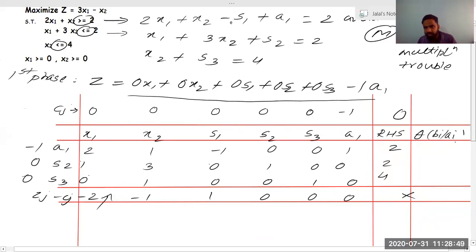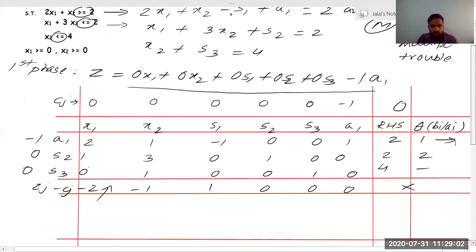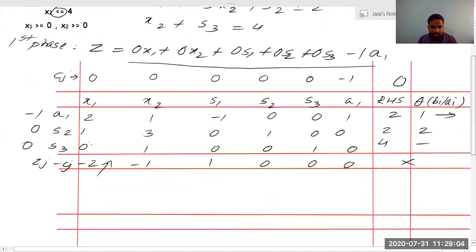BI is our RHS, AI is nothing but the coefficient of that pivot column. So 2 by 2 is 1, 2 by 1 is 2, 4 by 0 not possible. Which is the least positive? 1. So in the next iteration, A1 will leave, and X1 will enter. X1 will enter, S2 will be as it is, S3 will be as it is.